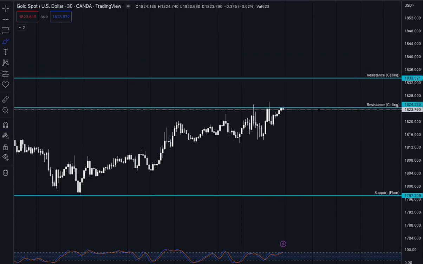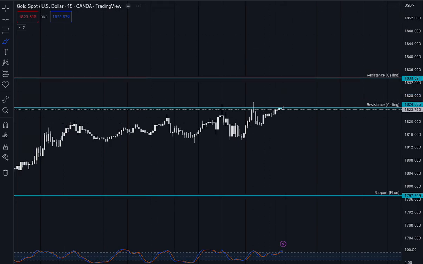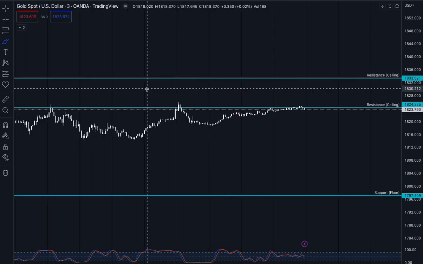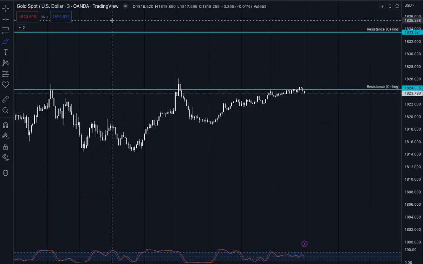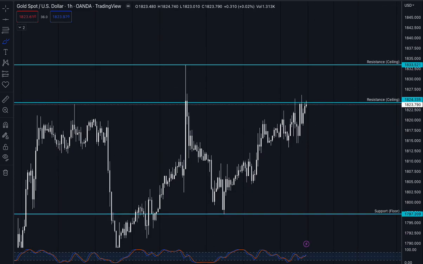It's pretty much what wicks are, pretty much where the price came up but didn't fully close. So if we go down to smaller time frames, you can see price did come up, but the higher time frames are much more impactful than the smaller ones. So pretty much think of it like a small thing compared to a big thing. Like a small rock compared to a big rock, the big rock is definitely going to be more impactful.